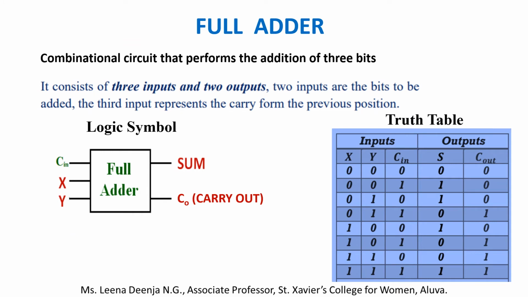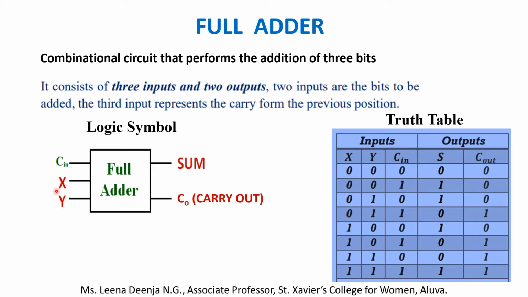The full adder is a combinational circuit that performs the addition of 3 bits. It consists of 3 inputs and 2 outputs. 2 inputs are the bits to be added. The third input represents the carry from the previous position. So logic symbol is shown here.